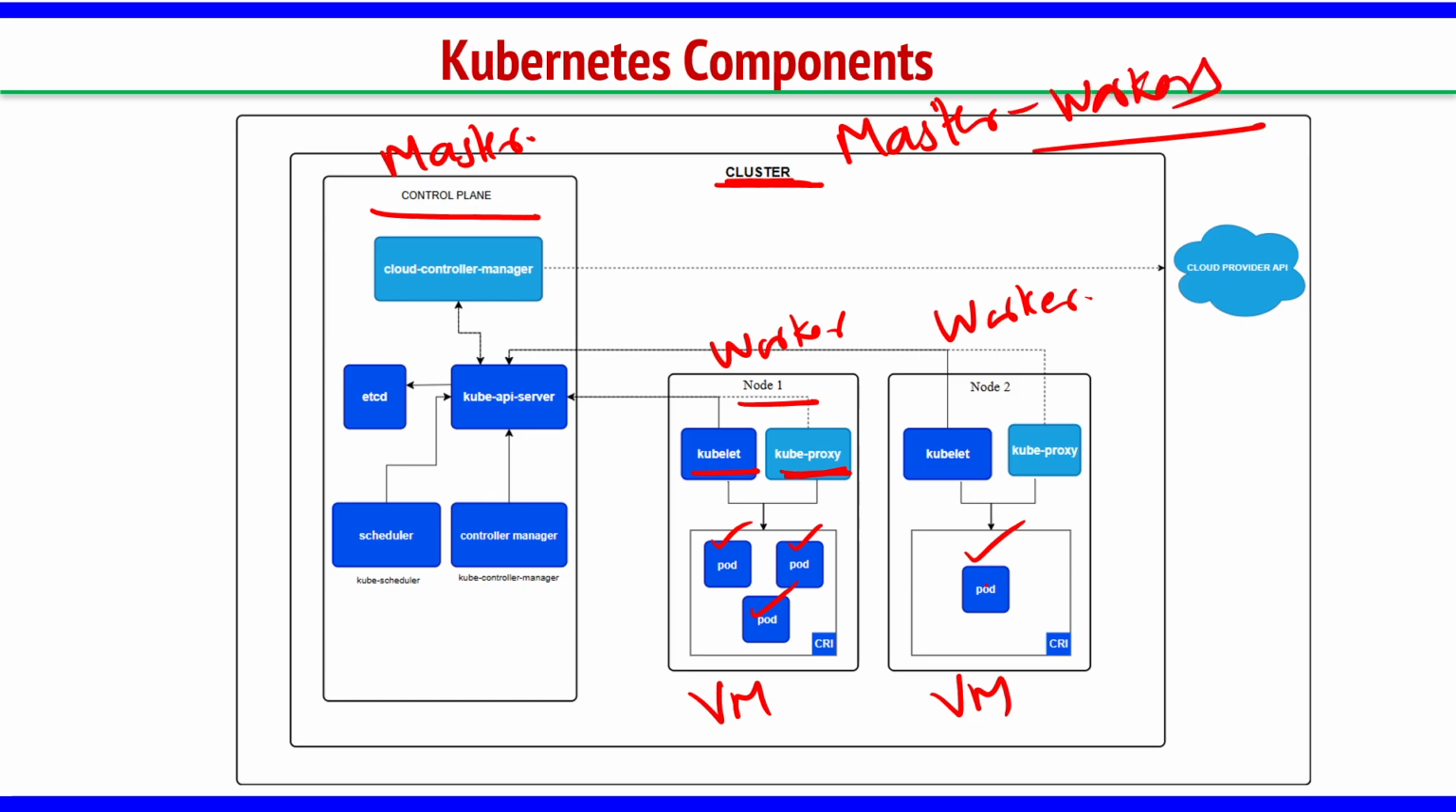Workers architecture. So there are so many workers, which means there are so many nodes, right? And in the master, if you look inside the control plane, I have the cloud controller manager, I have etcd, I have a scheduler, I have a controller manager, and I have an API server.